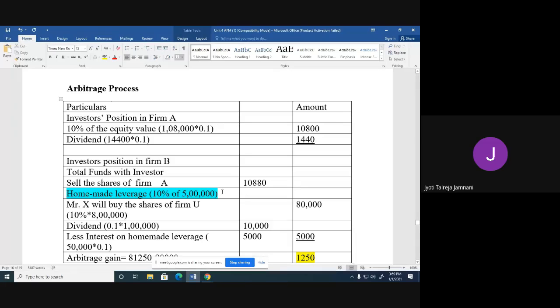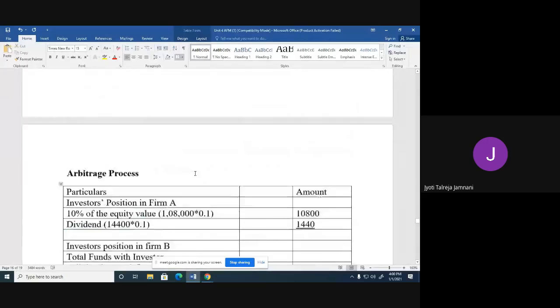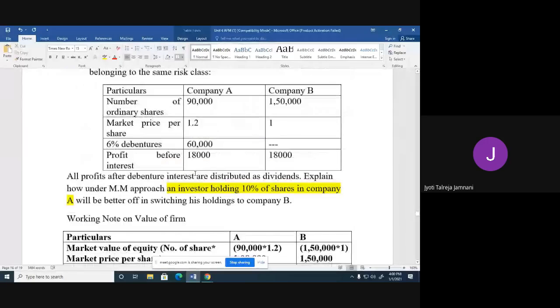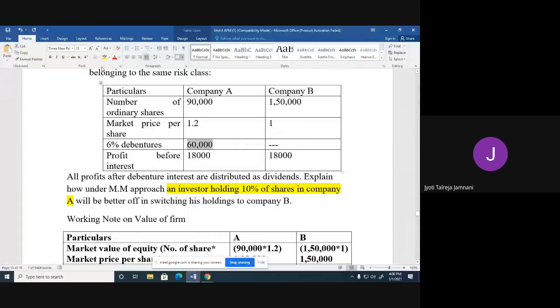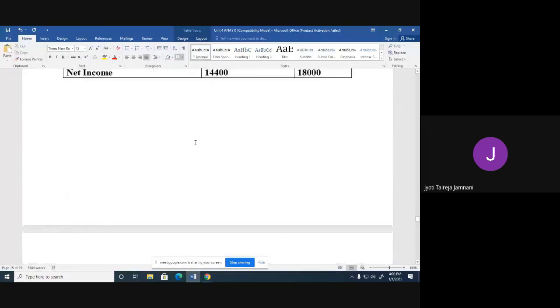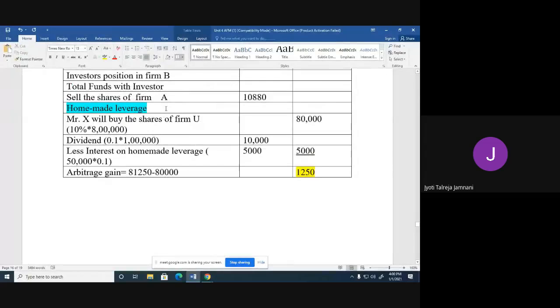he has to borrow homemade leverage because firm A was borrowing, firm B is not borrowing. He wants to make the same risk. Moving from one house to another house, you want the same ambience, so you will take everything that you have in this house to that house. Same way, from one company to other company, he wants both the companies to be identical, so he will take the risk also there. So here he was 10% owner of debt, and debt was 60,000 rupees. So of this 60,000 rupees, 10% is what he will borrow. So 60,000 into 10%.